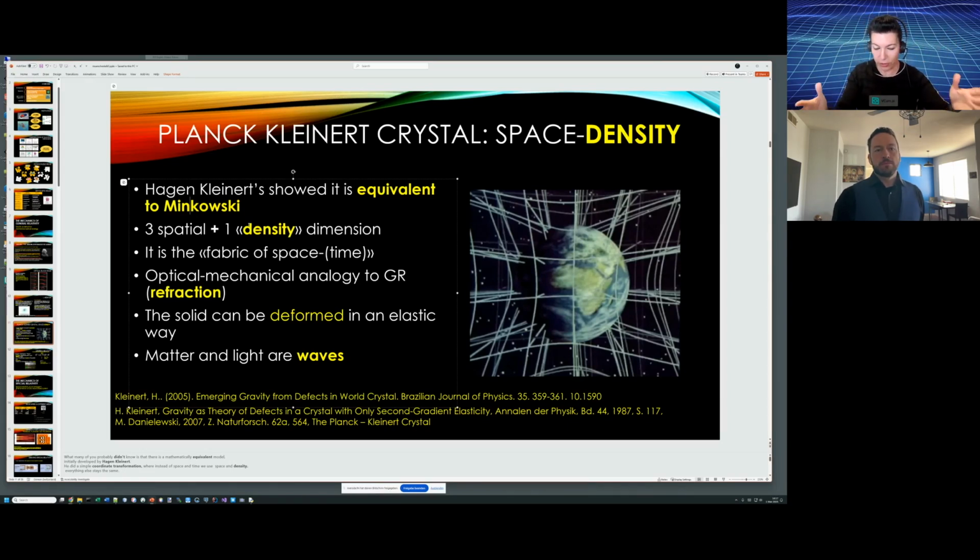You have just a regular three-dimensional universe. There is a fourth dimension, and the fourth one is really density, right? The density is not the same everywhere. Where you have a lot of matter, a lot of stuff going on, it's denser, and this leads to a change in refraction, or refractive index. Now if you think that everything is composed of waves, matter and light, and waves bend due to the refractive index, you get general relativity and gravity out of this.